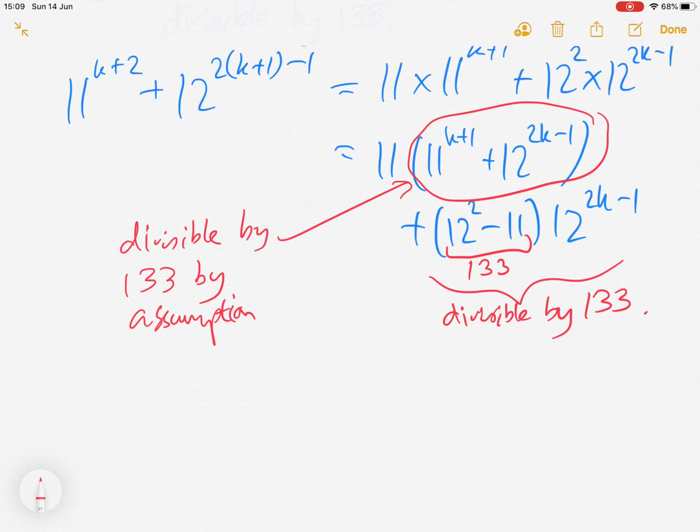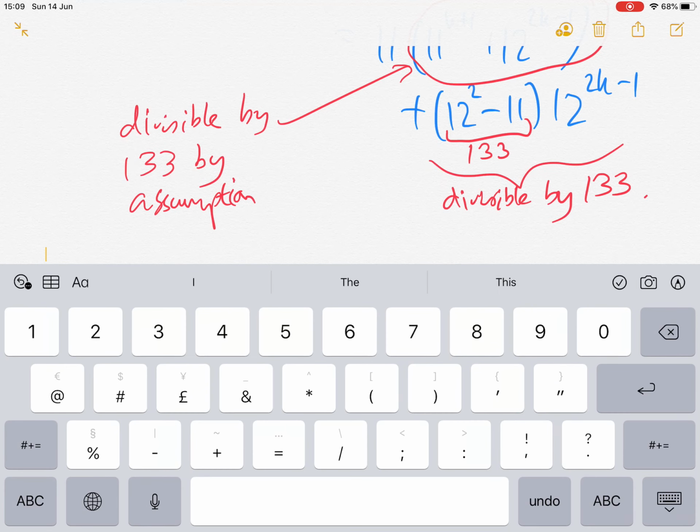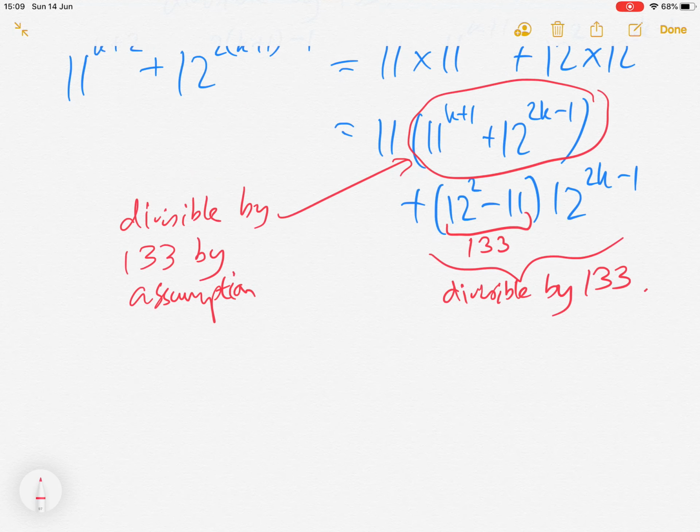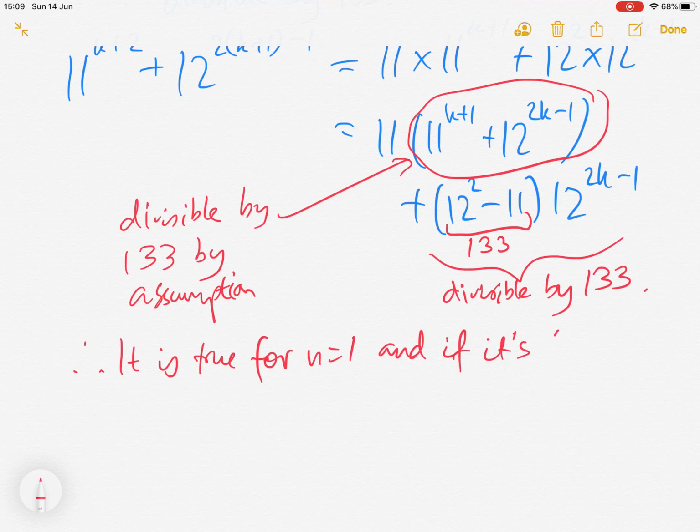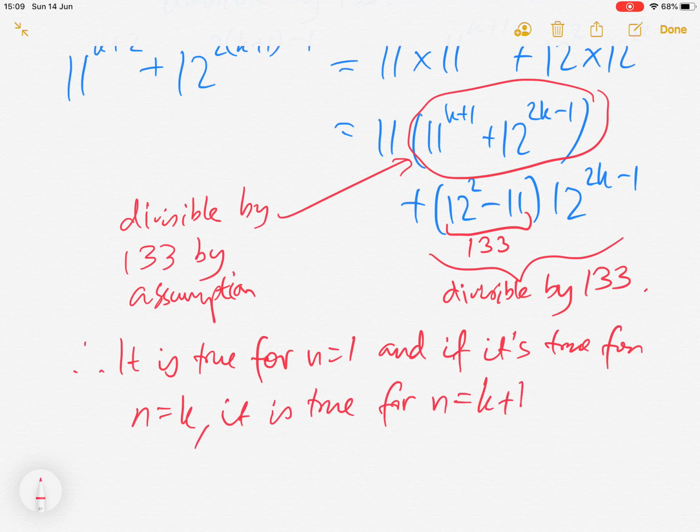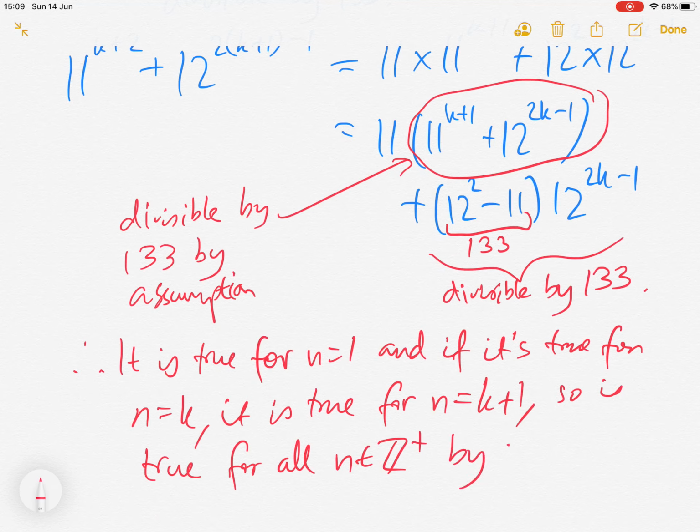So now we just make our conclusion. Therefore, it's true for n equals 1. And if it's true for n equals k, it is true for n equals k plus 1, so it is true for all n in the positive integers by induction. End of proof.